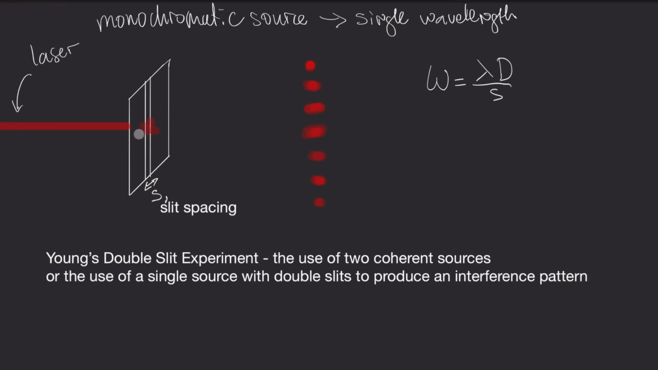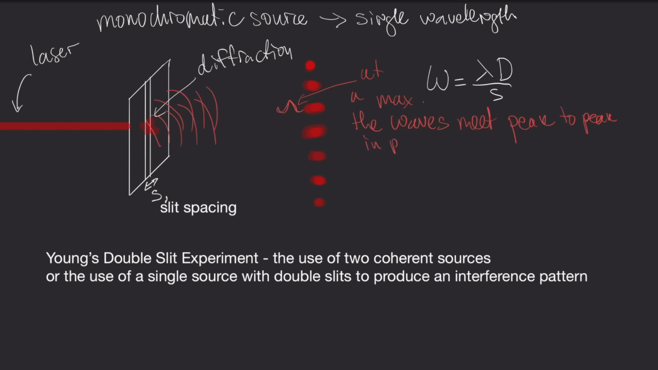So I've drawn this pretty badly over here, but what actually happens is that you get diffraction. You get the wave spreading as it leaves each slit. And then those two sources end up overlapping, i.e. superposing, and places in which the waves meet peak to peak. So you can imagine a wave here and then a wave here. So at a maximum, the waves meet peak to peak, which means that they are in phase.